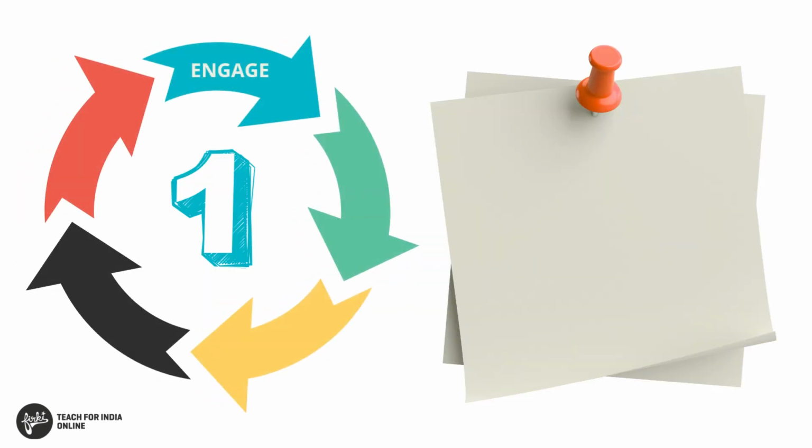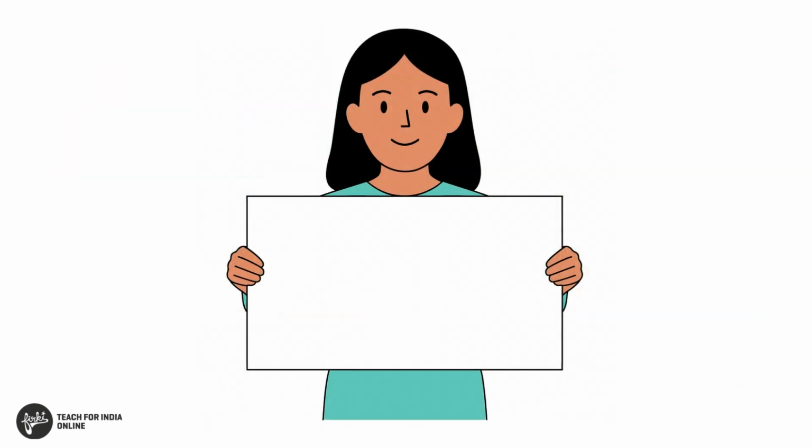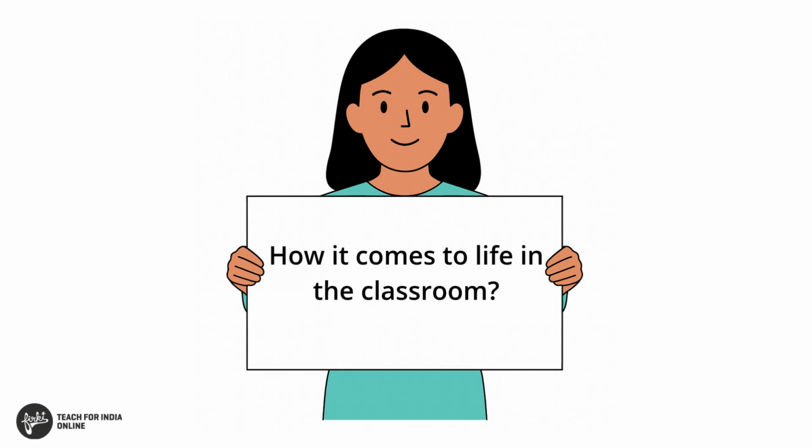In the first phase of the learning cycle, teachers aim to capture student attention, spark curiosity, and activate prior knowledge about the upcoming topic, setting the stage for deeper learning. Now that we've understood what the engage step is all about, let's explore how it comes to life in the classroom. Here are 6 different ways to start your lesson and spark curiosity right from the start.